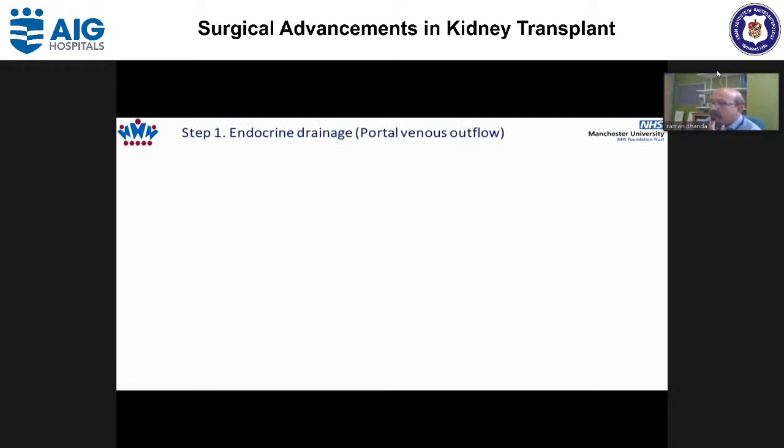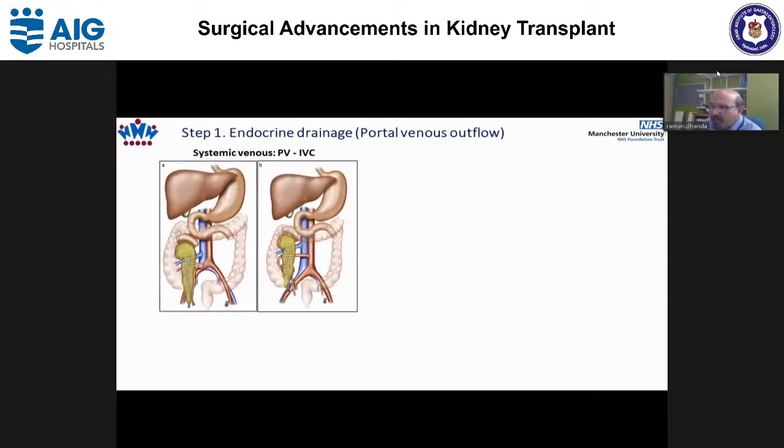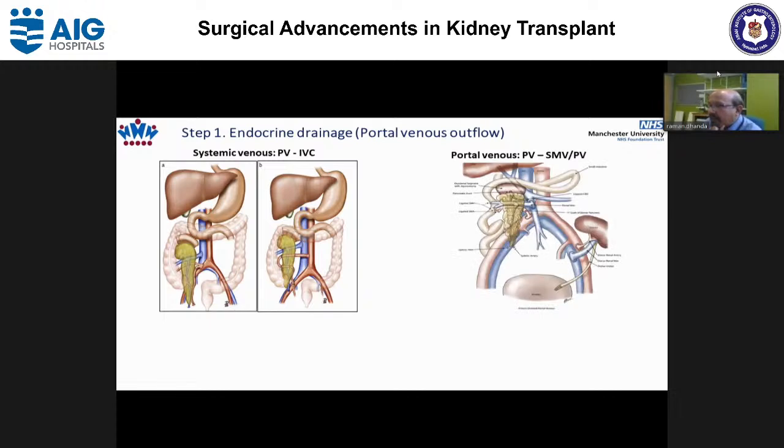So the most common systemic drainage is portal venous to IVC, and that's the first anastomosis we do. Again, we tend to do it as double quadrant, but if the vein is short, we just do it continuously as Dr. Kishore described with the robotic technique, so we can just sew it from inside. Very few centers in the world now do portal venous to SMV or portal vein anastomosis. It's more or less obsolete now because it's very complex.